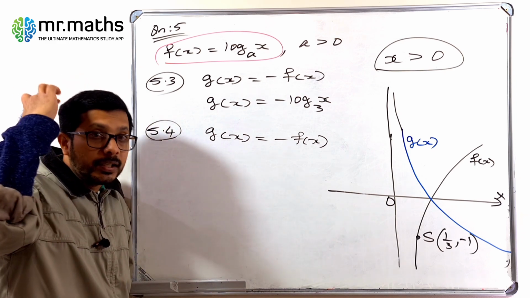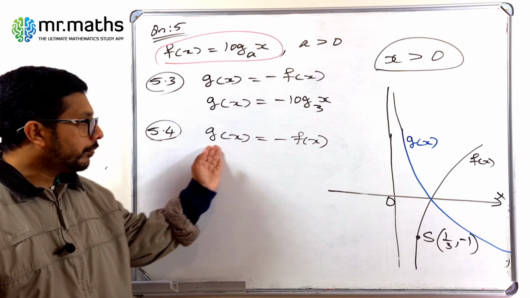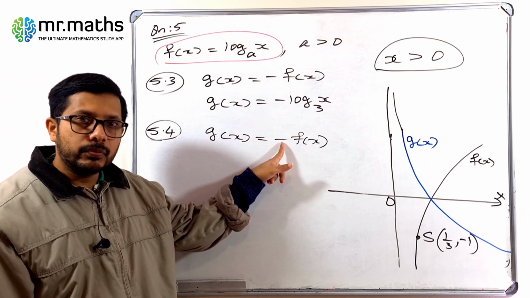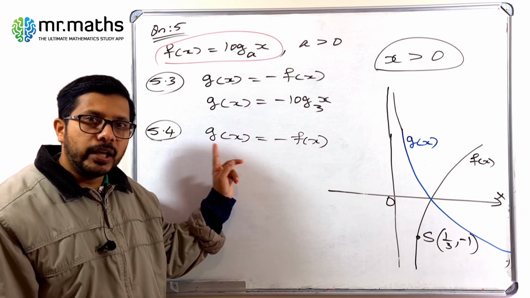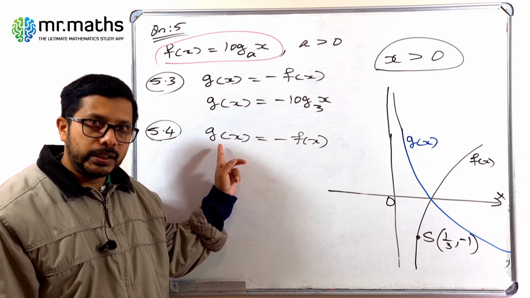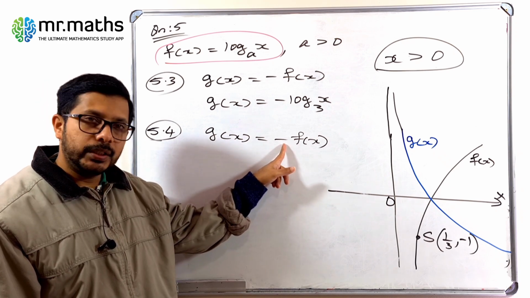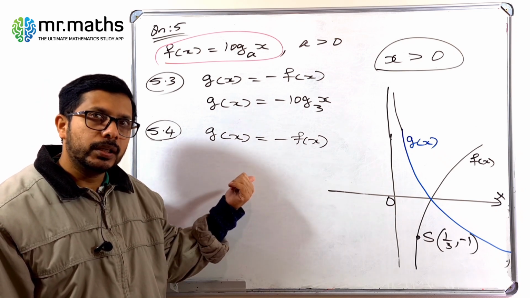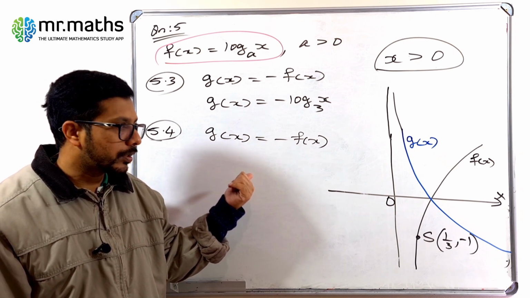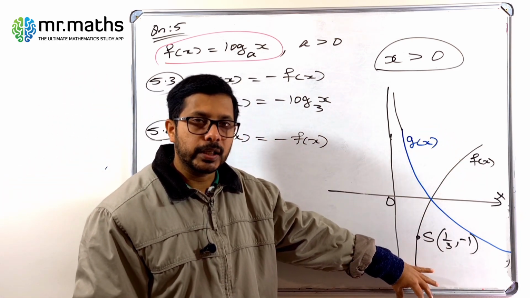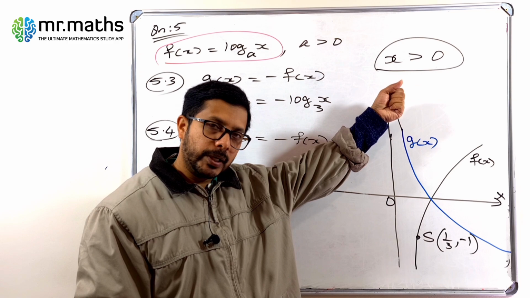In my mind I'm thinking, okay, g of x is equal to minus f of x. It is minus. What is the meaning of that? Actually the sign of y changes. g of x is the same as y, and the sign of y changing means what? Reflection based on the x-axis. This is the graph.